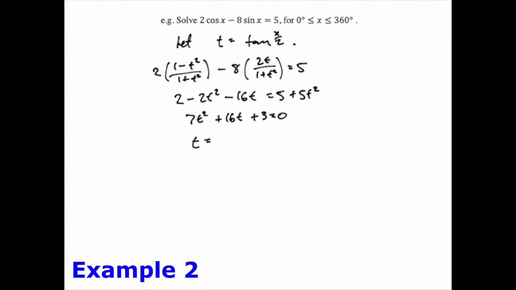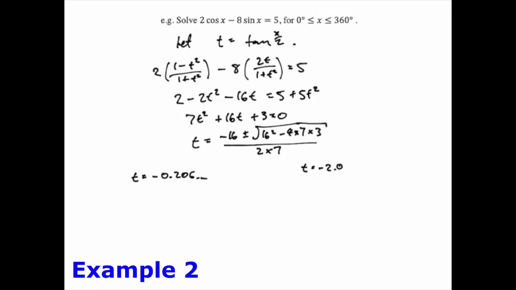So quadratic formula will be negative b plus or minus the square root of b squared minus 4ac, all over 2a. Okay, so we end up with two solutions here. t is negative 0.206 and t equals negative 2.0996. Okay, and now we want to substitute back in.